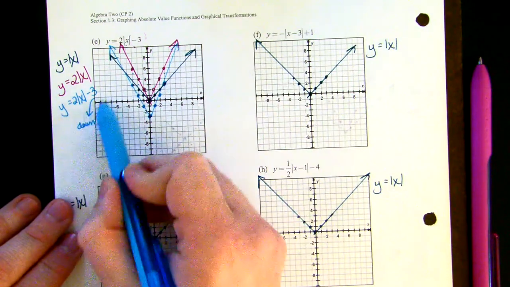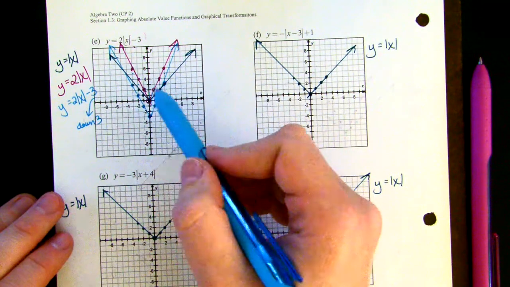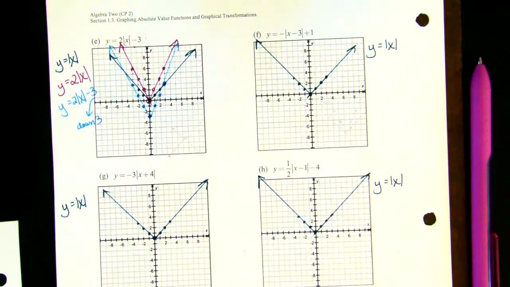Again, I need you to color code your work so I know what exactly I'm looking at when I go to grade these things here. Take a moment, finish that one up.